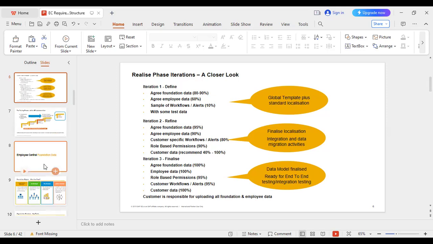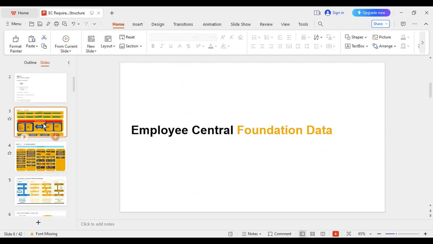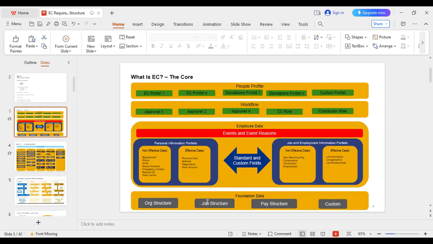Now today I'll discuss the important point, that is the foundation data, which we mentioned yesterday. That is the base for any Employee Central. What is the foundation data? For any system, there is data which is the foundation on which we do everything, the core thing of any system. If you can remember in this slide, that is the org structure, job structure, and pay structure.